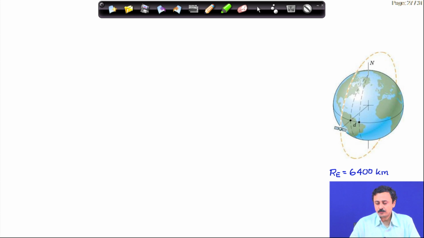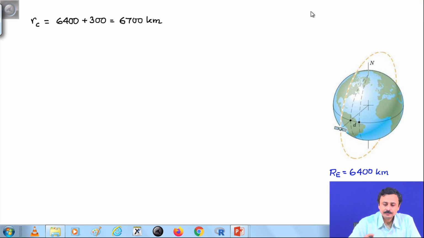Radius of the earth is 6400 kilometer, the height of the satellite from the surface of the earth is 300 kilometer. We have to find out the separation distance of the 2 points on the equator which will be underneath the satellite when it comes back after one orbit. Now, radius of the circular path in this particular case is the radius of the earth plus the height of the satellite from the surface of the earth. Now, that happens to be 6400 plus 300 kilometers, that is 6700 kilometer from the center of the earth.